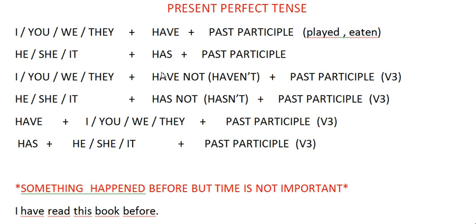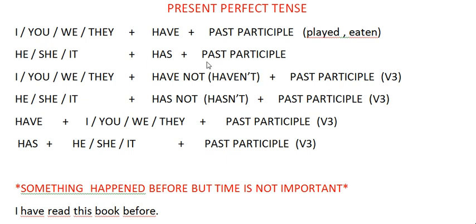And if we make a negative sentence, we add not to the helping verb. So we can say haven't, or we can write haven't, then past participle. And with he, she, it, we add not to the has, it becomes hasn't, then past participle.